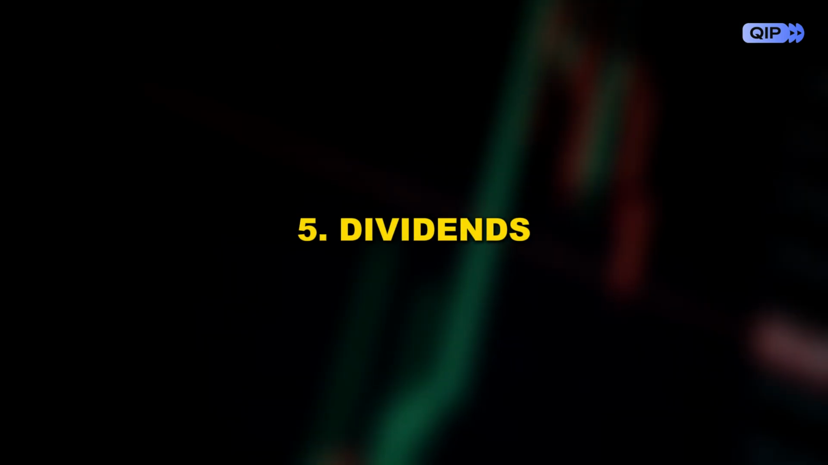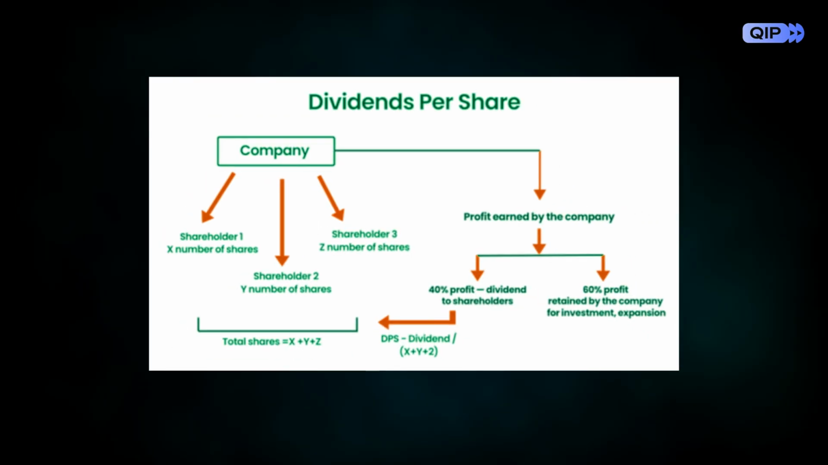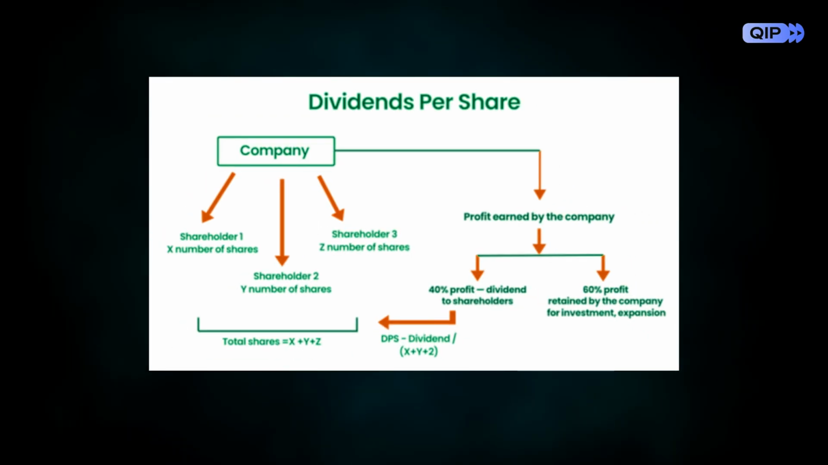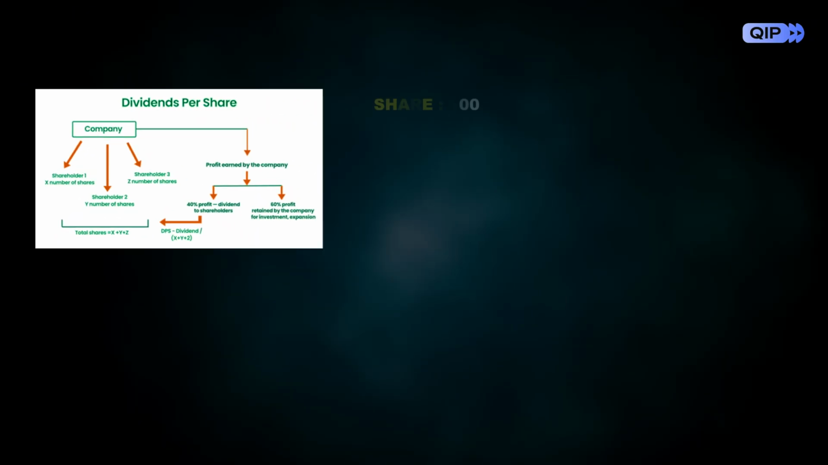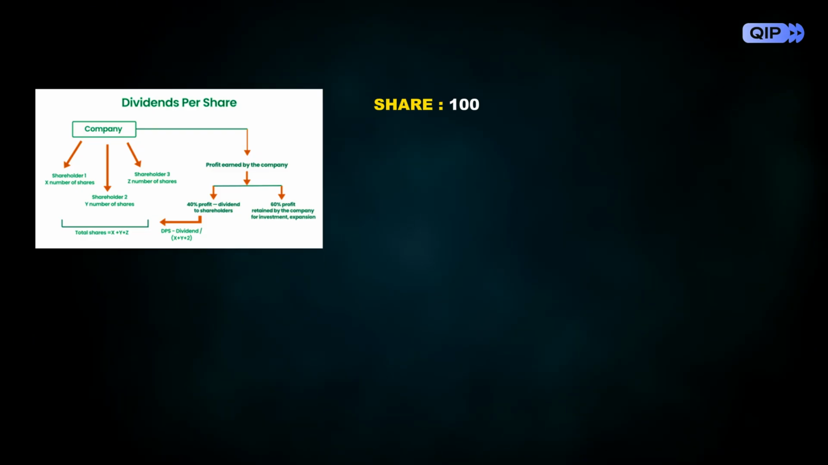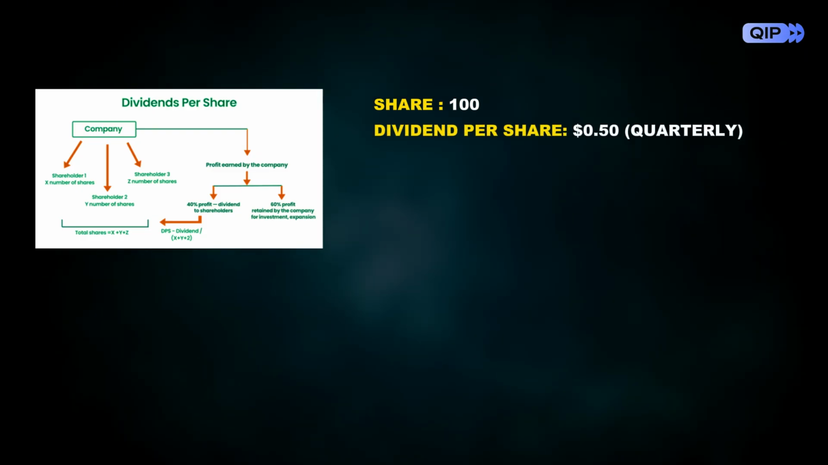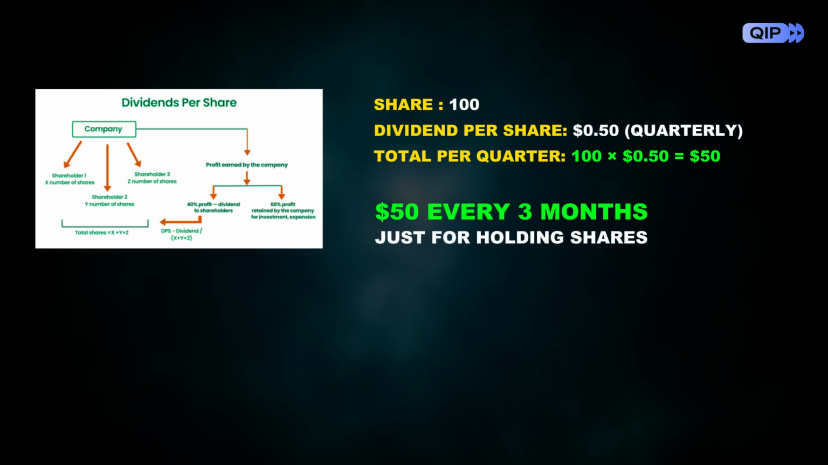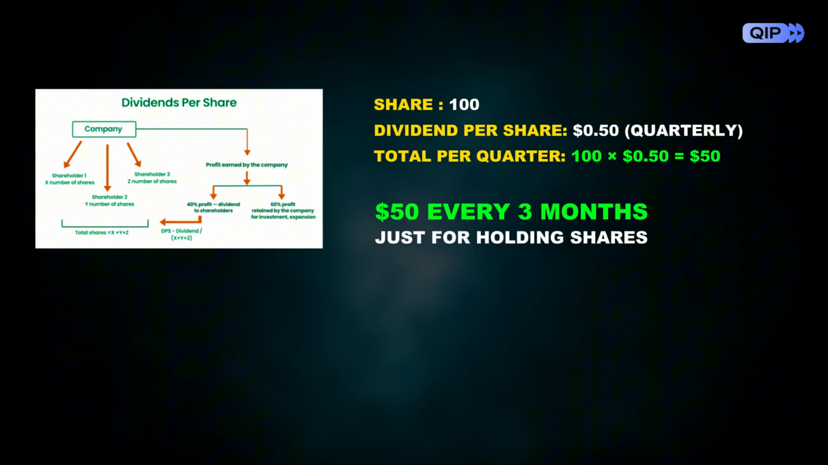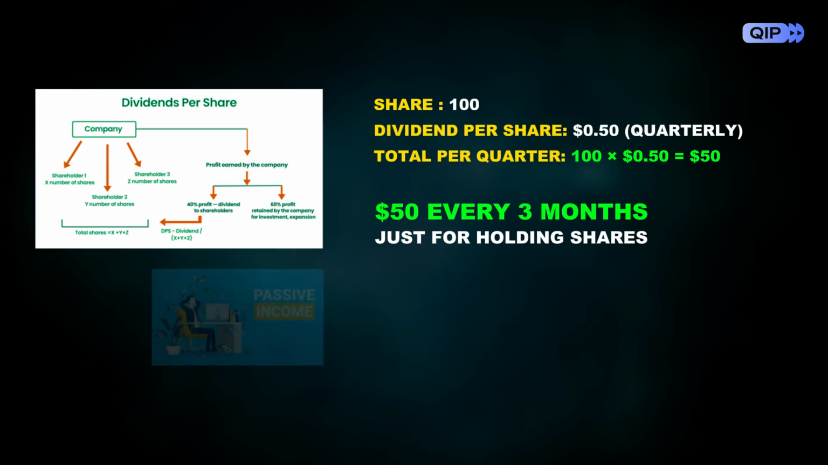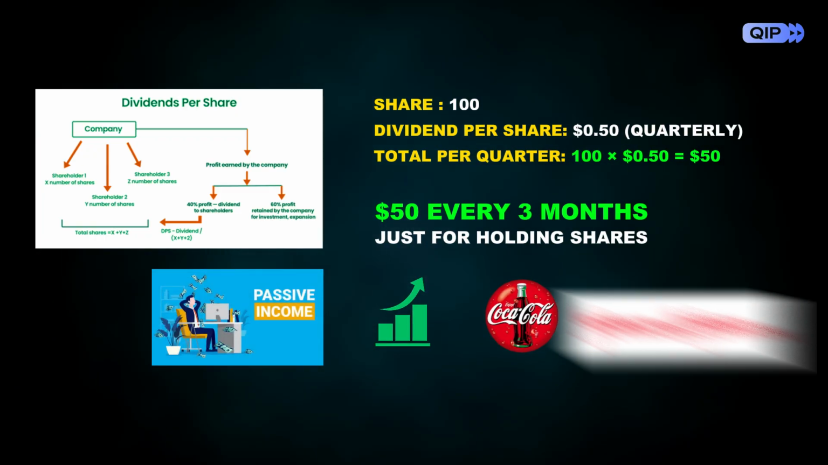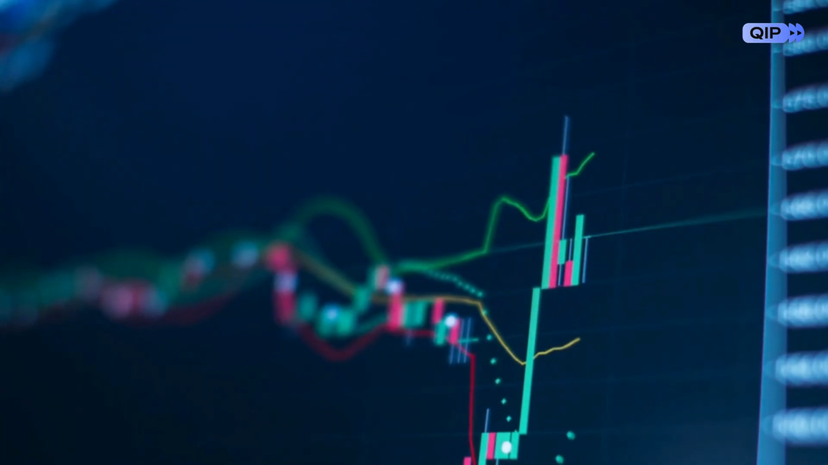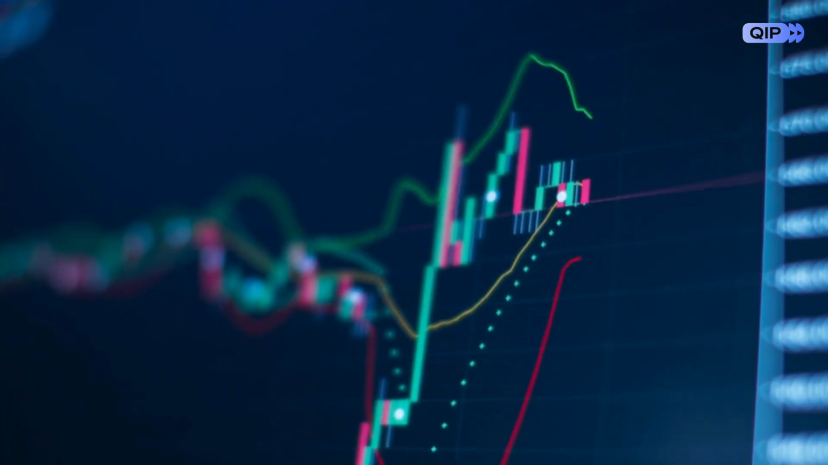5. Dividends. Dividends are a portion of a company's profits paid out to shareholders, usually in cash, but sometimes as additional shares. For example, if you own 100 shares of a company that pays a quarterly dividend of $0.50 per share, you'd receive $50 every quarter, just for holding the stock. Dividend-paying stocks can be a great source of passive income, especially from stable, established companies like Coca-Cola or Johnson & Johnson.